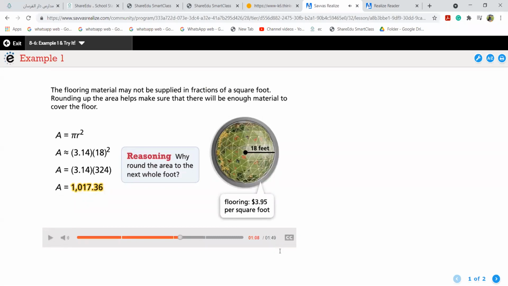Now see girls, after finding the area, what did they do? They said for one foot, you have how many dollars? $3.95. And what is the area? 1018 square feet. So of course you are going to multiply these. When you multiply these two, you get an answer. Let us check that answer. Rounding the area up helps us make sure that there will be enough material to cover the floor.